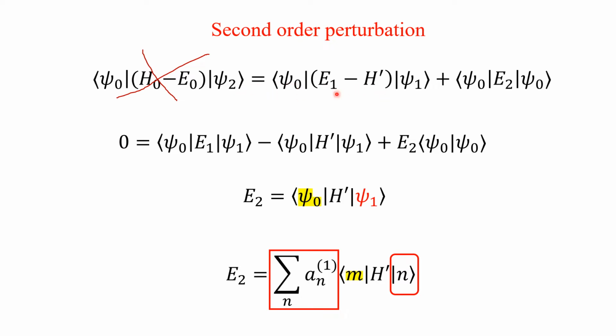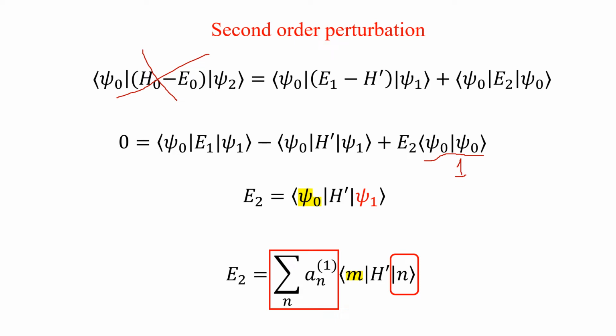Now you come to the right hand side. This I can write as inner product of psi naught with E1 psi 1 minus psi naught H prime psi 1. And of course, since E2 is a number, an eigenvalue, I can take it out. So it will become the inner product of psi naught with psi naught, and psi naught with psi naught is equal to 1. So simply you will get E2 here.